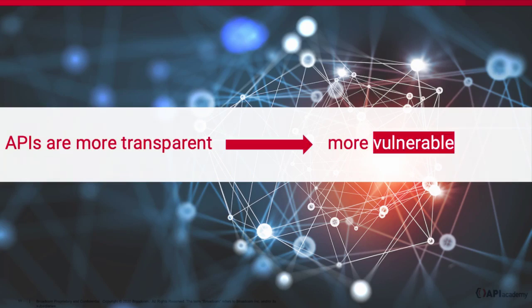Well-designed APIs are, by nature, more transparent than websites. This transparency also exposes the internal structure of the backend systems and client apps on either side of the API, providing clues to vulnerabilities.